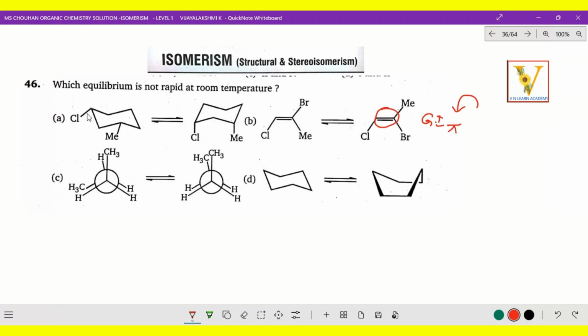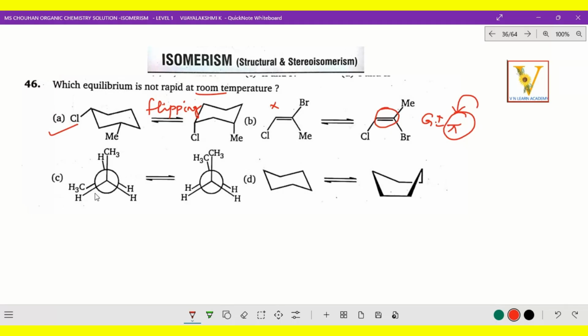Now for example, here Cl and here also Cl. This flipping takes place, so this is straight, this is flipped away. So naturally, at room temperature it happens. The second one, B, as I just mentioned, will not happen at room temperature. Why? Because of the geometrical position, we have to give high activation energy to break the pi bond. So compound B is the answer for this question.